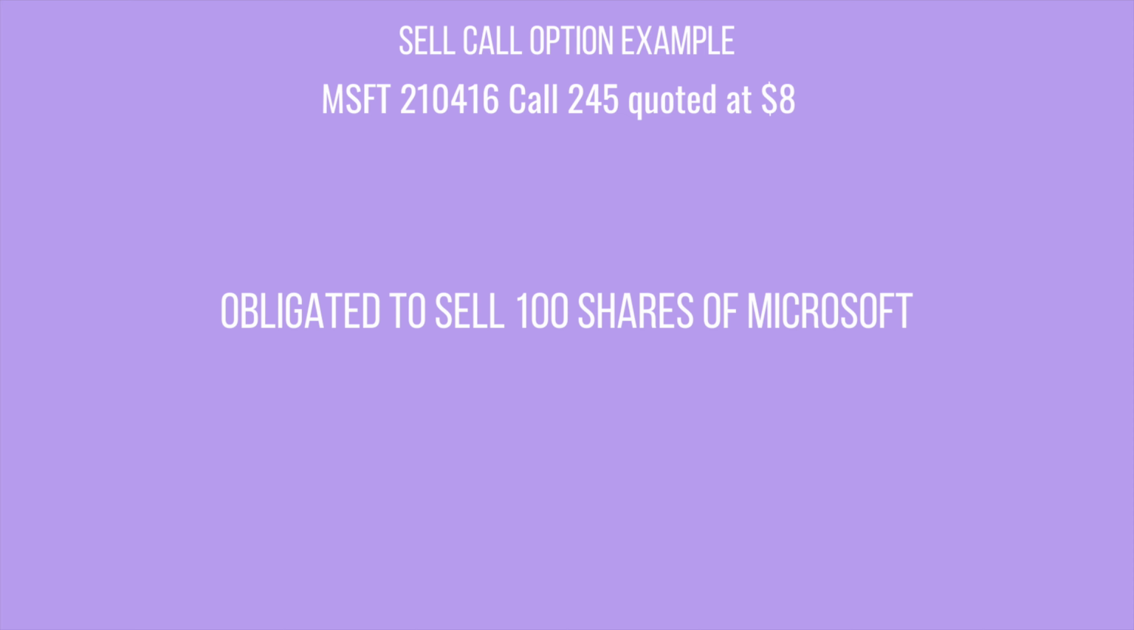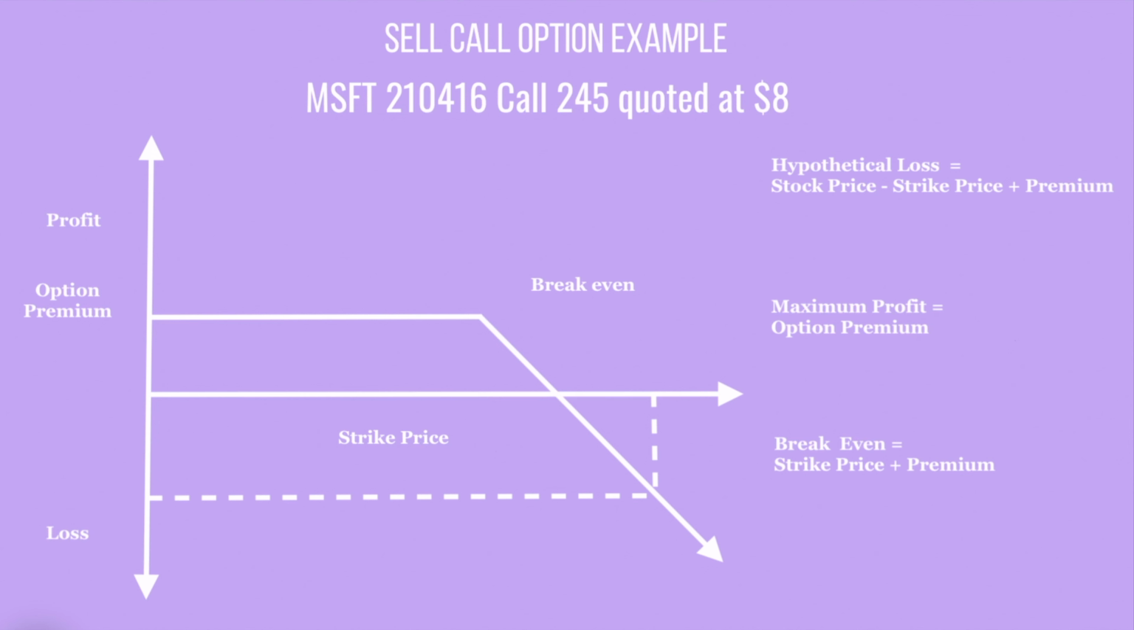If you sold the call option instead, then you have the obligation to sell 100 shares of Microsoft, and your profit and loss graph would look like this. Let's first mark up the strike price right here, which is going to be $245. And in this example, you're selling an option. So unlike last time, your maximum profit is equal to the amount of premium you receive. Now, this option is $8 like last time, so $8 times 100 equals $800 as your maximum profit.